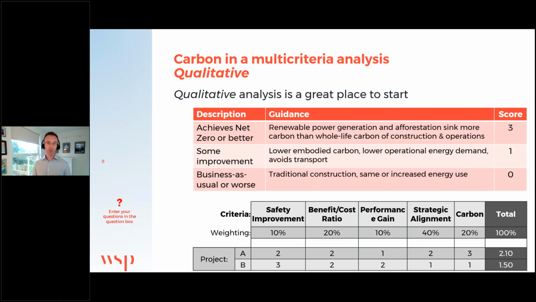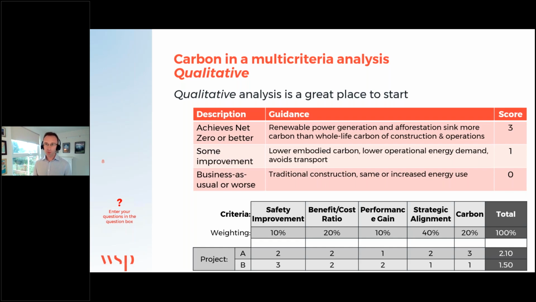But if there's some improvement on business as usual, that could mean things like the embodied carbon equivalent is lower, there's a lower operational energy demand, or maybe you're avoiding some of the operational energy associated with it, like transport. In this example, we're going to give this scheme 1. But then best of all is achieving net 0 or better. That requires some understanding of what net 0 specifically means and probably some decent analysis to underpin that. But not in this case. We're just saying this is a relative thing to achieve.